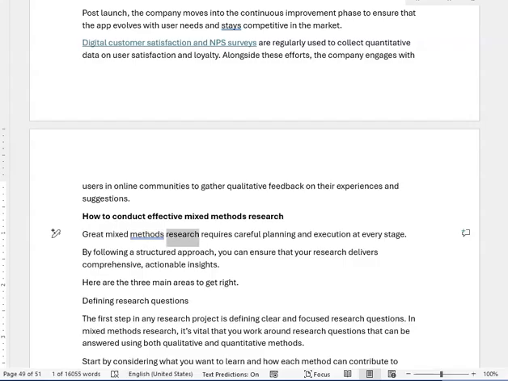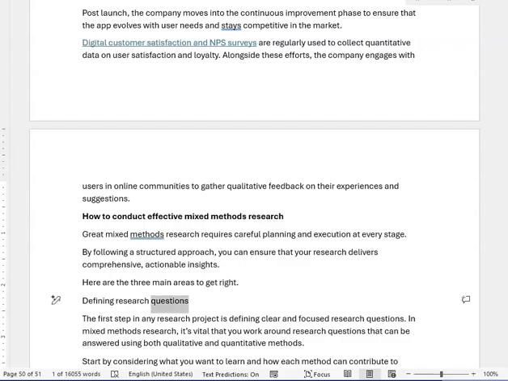How to conduct effective mixed methods research. Great mixed methods research requires careful planning and execution at every stage. By following a structured approach, you can ensure that your research delivers comprehensive, actionable insights. Here are the 3 main areas to get right.